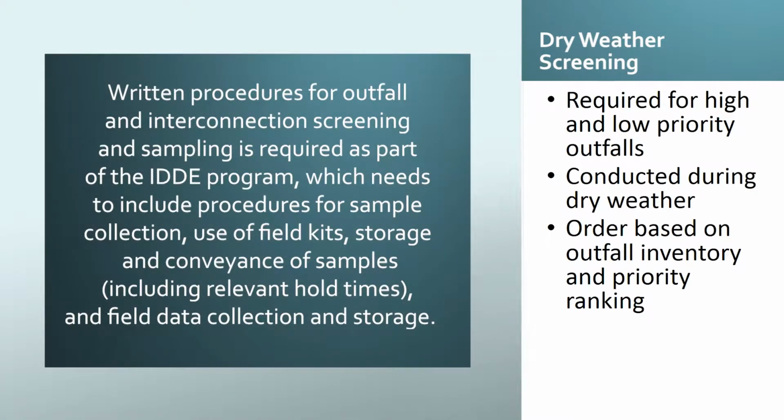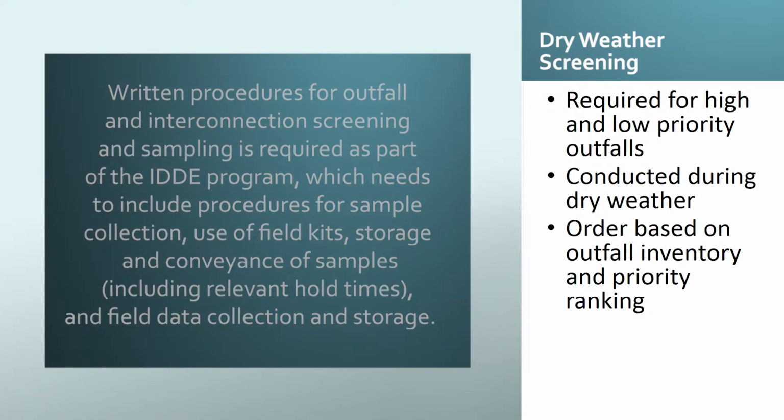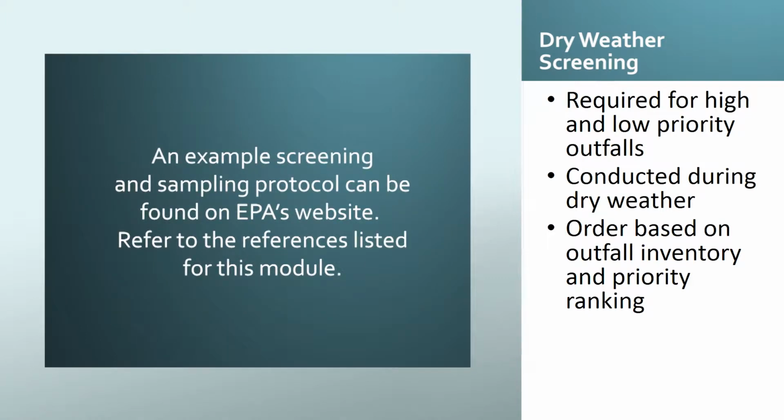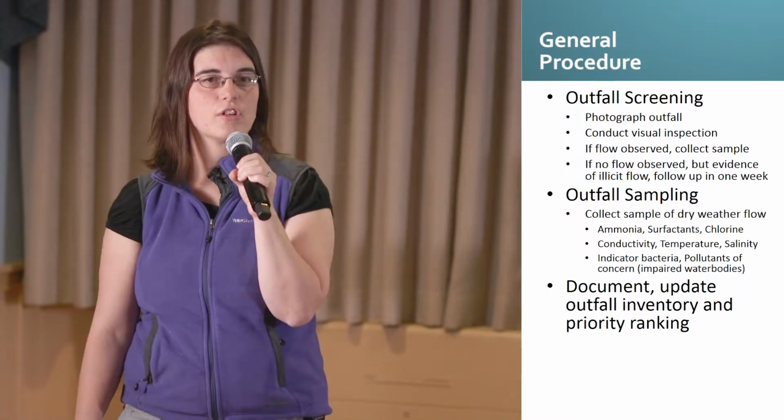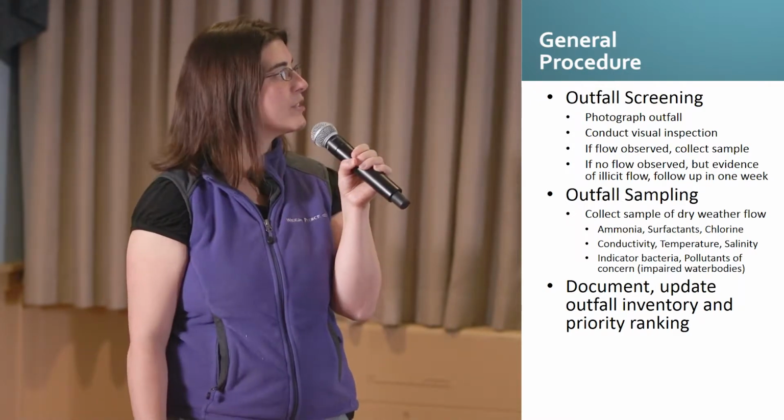Written procedures for outfall and interconnection screening and sampling are required as part of the IDDE program, which needs to include procedures for sample collection, use of field kits, storage and conveyance of samples, including relevant hold times, and field data collection and storage. An example screening and sampling protocol can be found on EPA's website. Refer to the references listed for this module. So these are just the general outfall procedures for screening and for sampling.